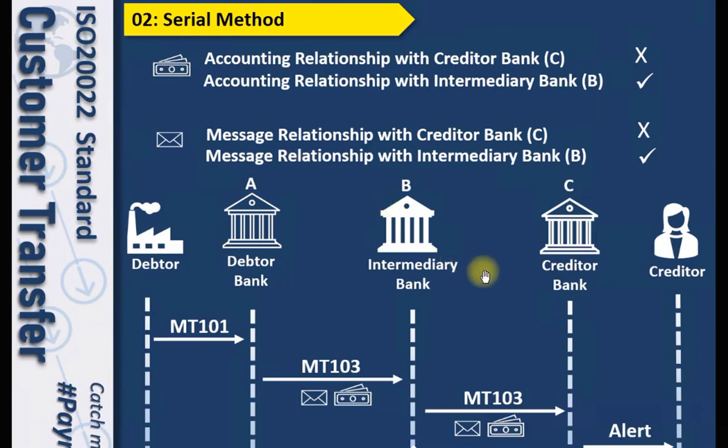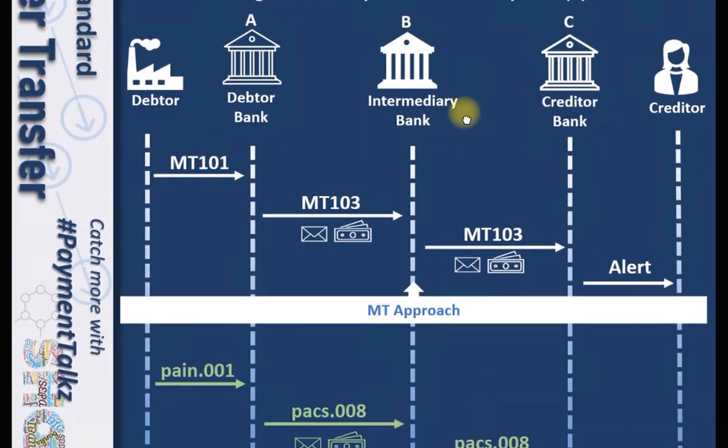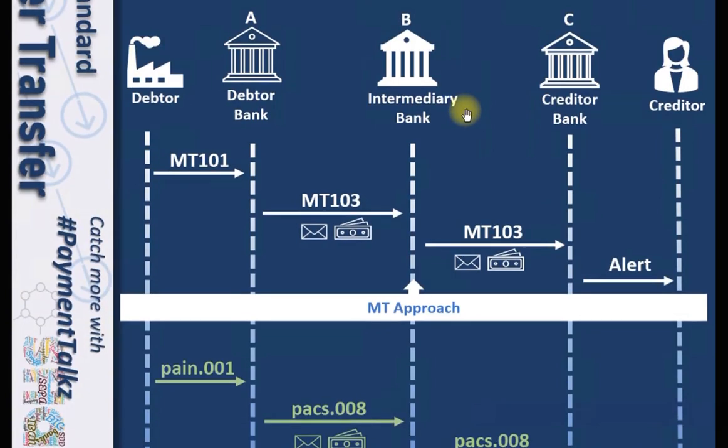So this is the very typical normal case of serial, in which bank A can only interact with bank C via bank B. Let's see in this example how the money moves in the MT world first, and then we will move to the MX world. The debtor can initiate the transaction in MT101 or whatever message format is agreed between the bank and the debtor. It will flow via MT103. This MT103 will carry both the message as well as the fund, reach the intermediary, and then the intermediary will forward this message to the next bank, that is the creditor bank, and finally the creditor will receive the fund, and of course some alert process will happen.